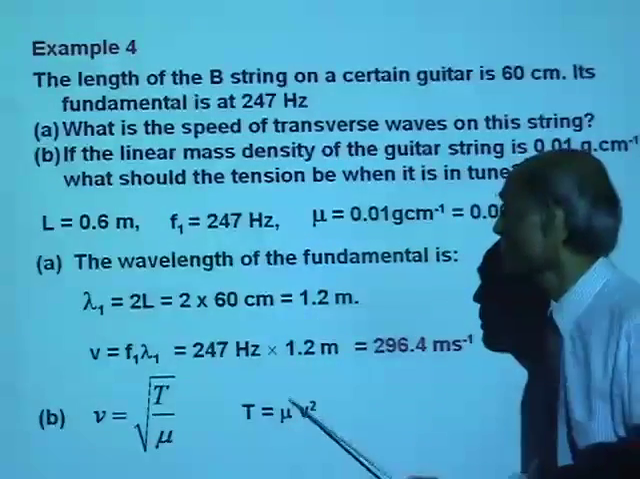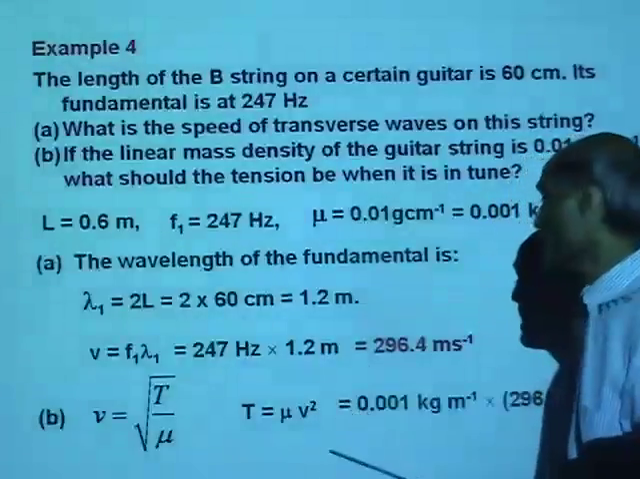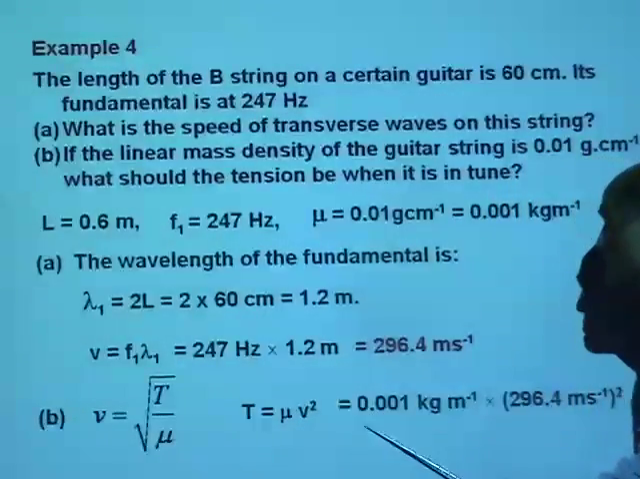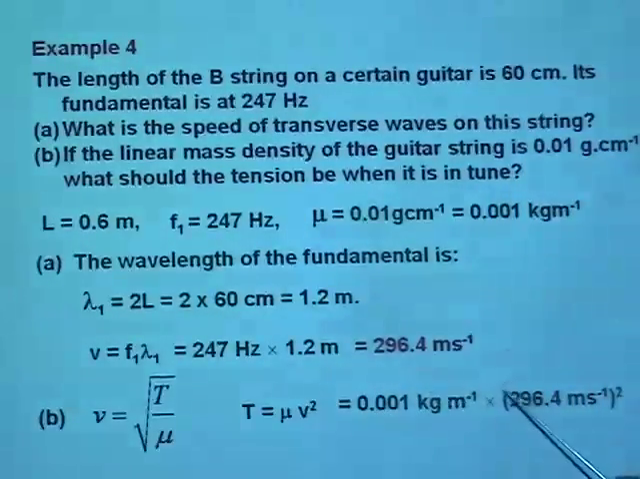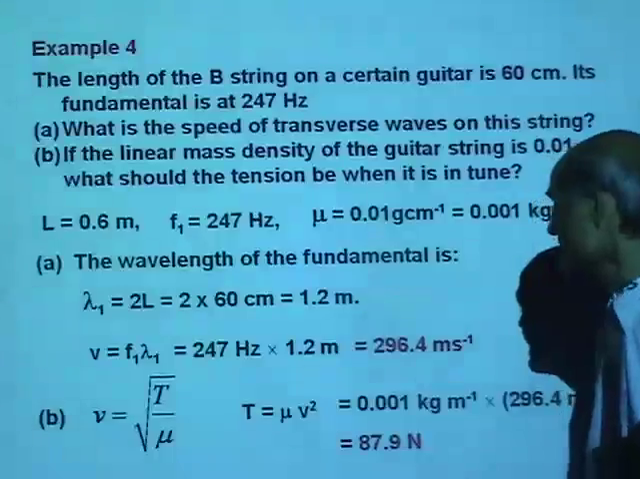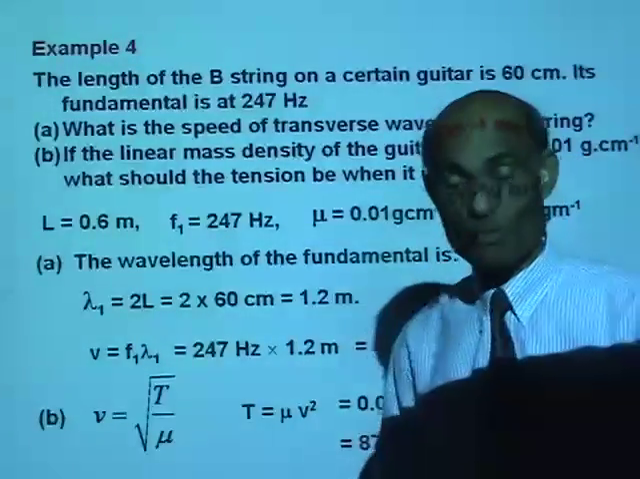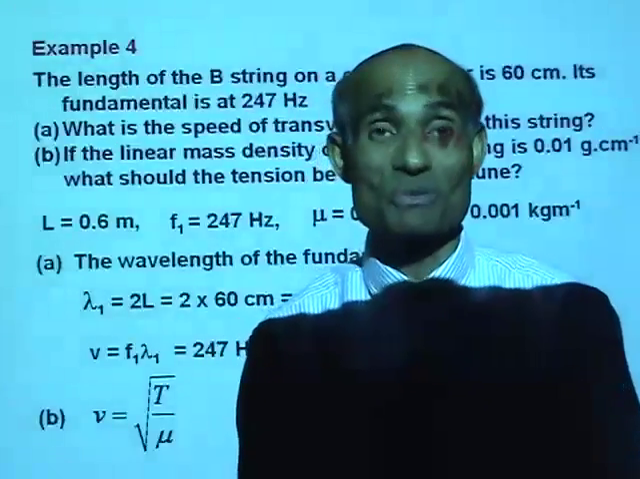We got the value of mu. We got the value of V. Therefore, the tension must be, this is the mu value, this is the velocity, and you square it. That gives me 87.9 Newton, which is the tension of that string when that string is in tune.